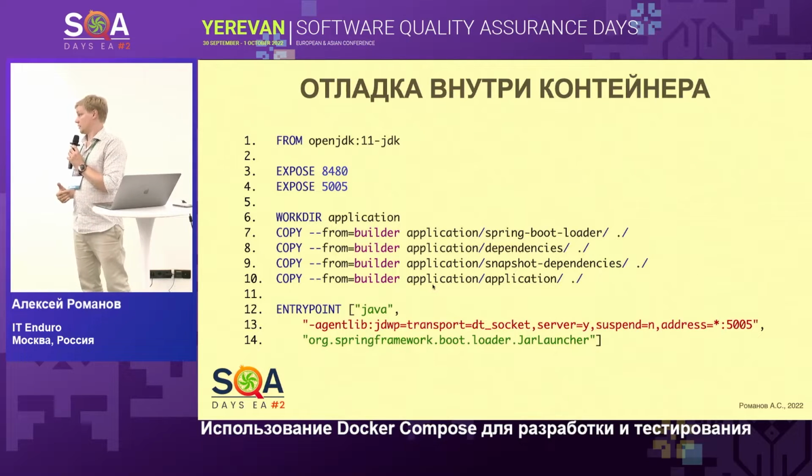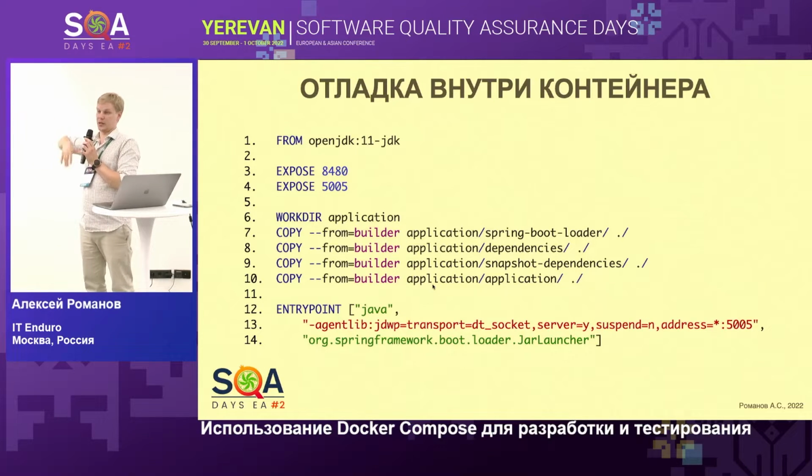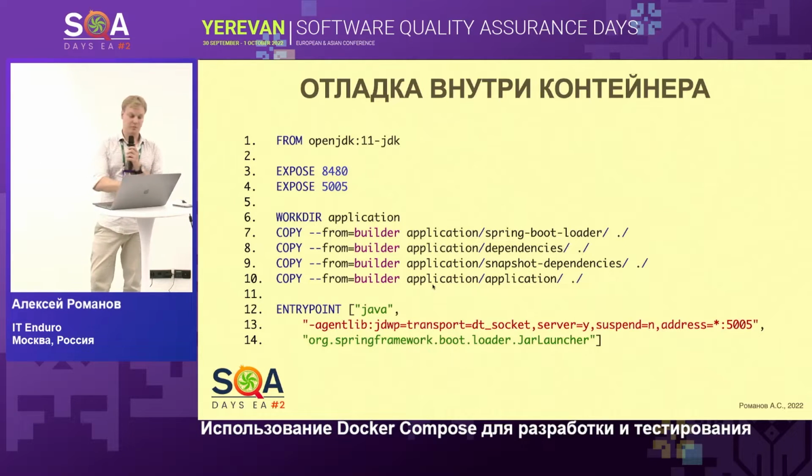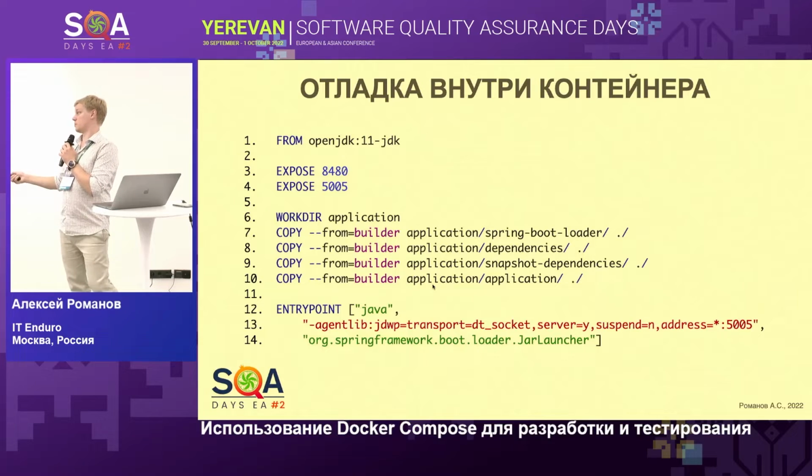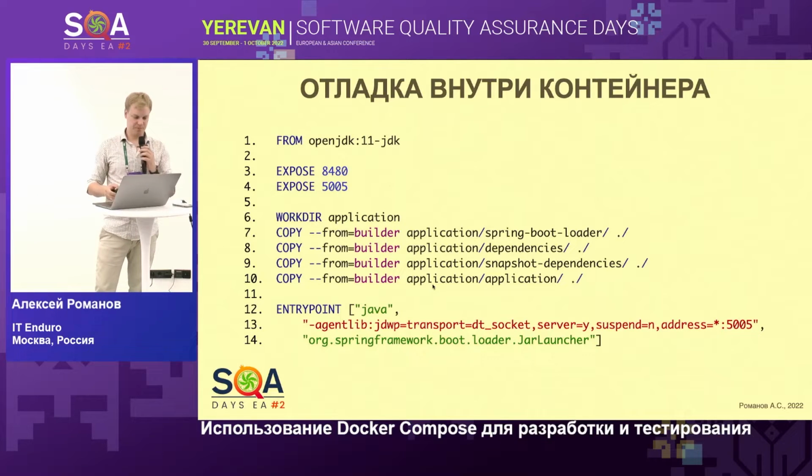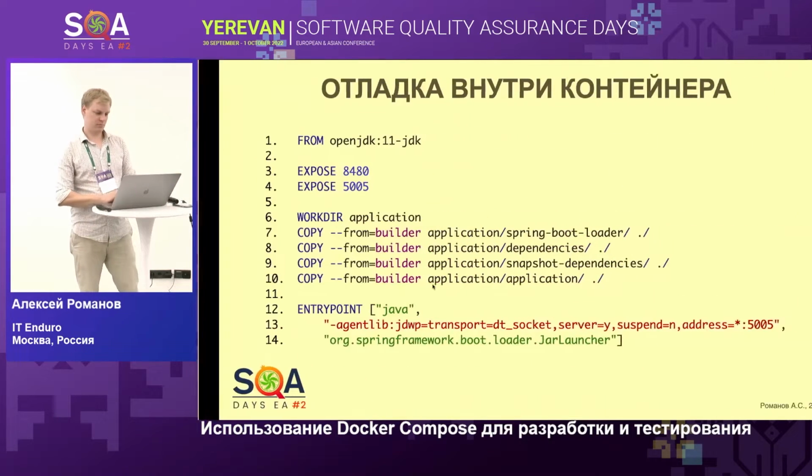I would also like to tell you about debugging inside the container. We'll have a look at Java. In Python it's a little bit different, but generally the same. We launch an agent lib, an additional library that opens the debugging port. Besides the main port, we expose port 5005, and that's it, actually. Let's have a look at how it works.